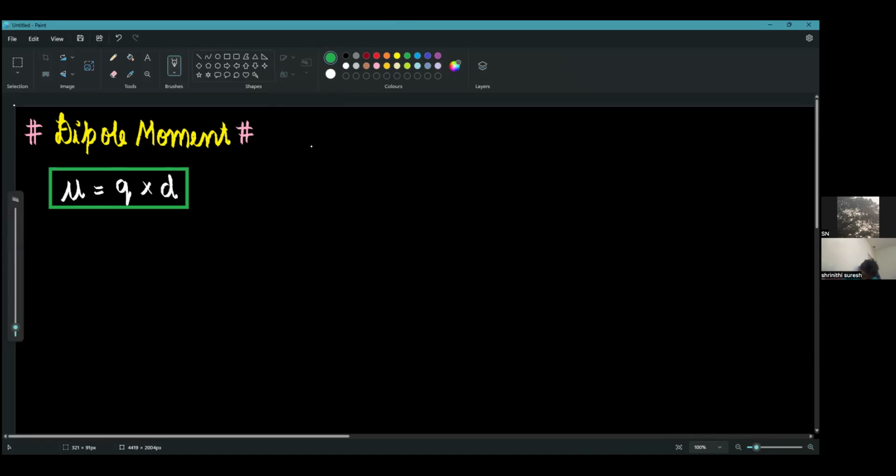The unit of dipole moment, I will write it down over here. The unit of a dipole moment is debye, and it is abbreviated as capital D. This is the symbol of dipole.